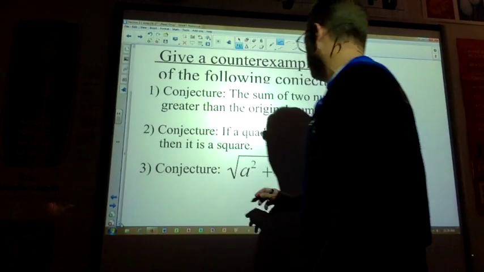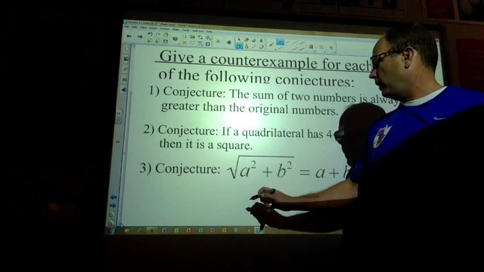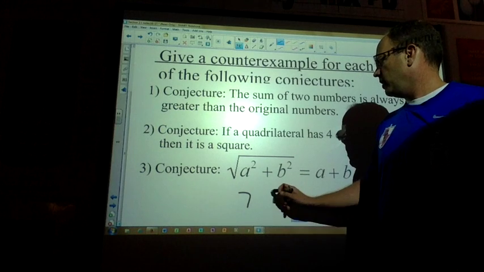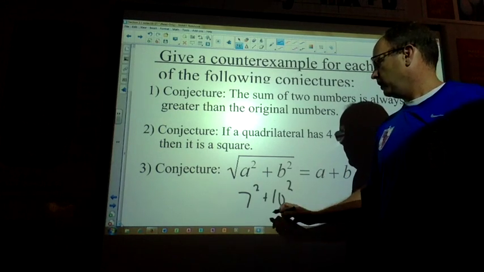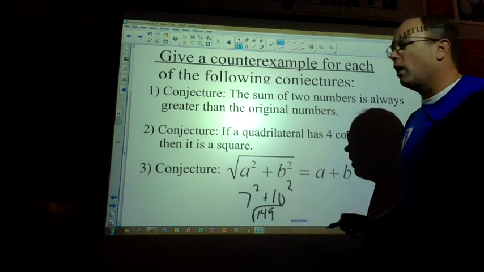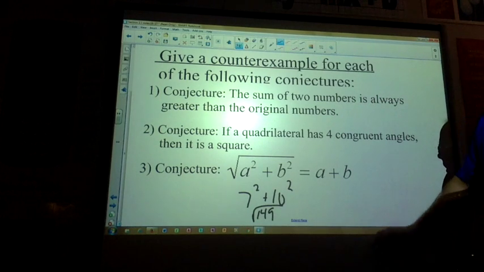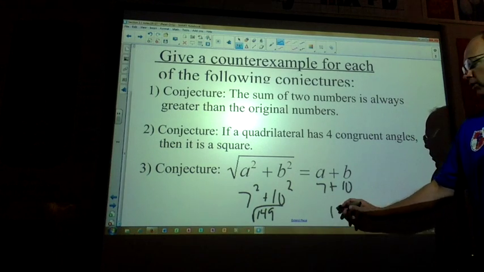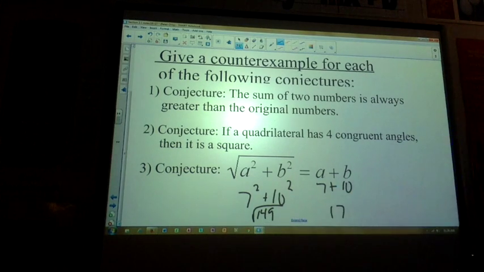Square root of a squared plus b squared. Well, let's take, I don't know, 7 and 10. And we'll square them. So that's 149. What's the square root of 149? 12 point something. But if I take 7 and add it to 10, I get 17. So is 12 point something and 17 the same number? No, we just showed a counterexample not even working that hard.